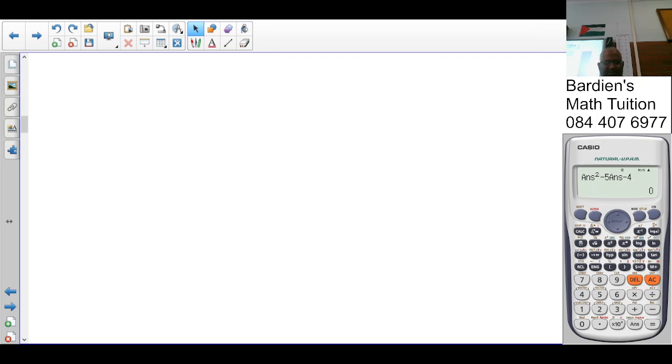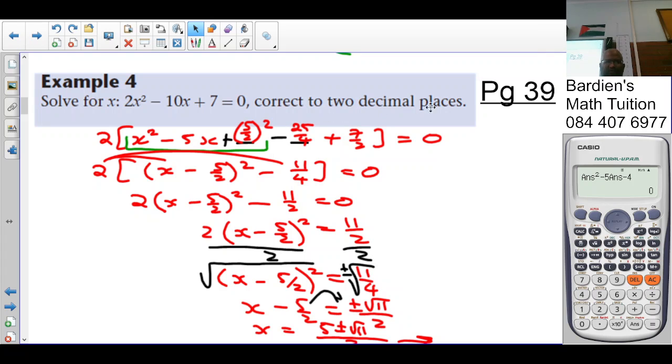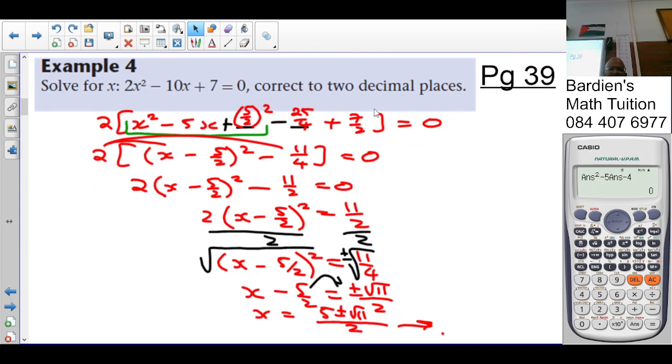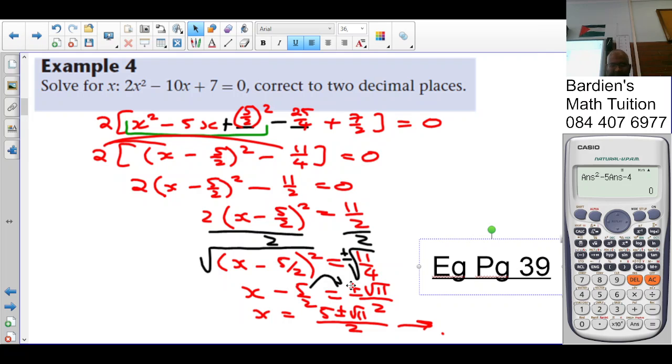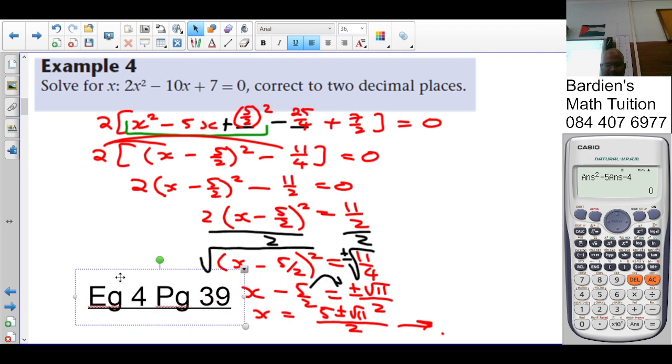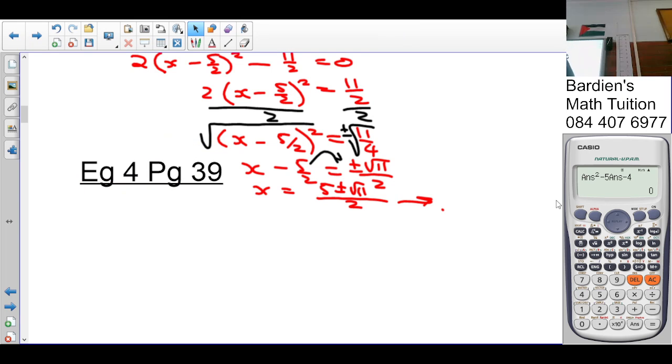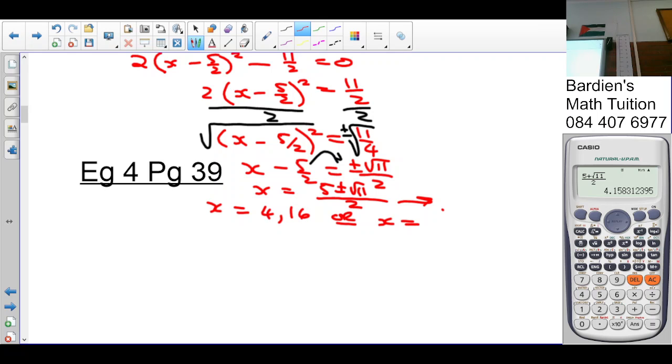Oh yes, the question was, we didn't answer that question properly. The question was, correct to 2 decimal places. So what do we have to do? Once you plug it in the calculator, so it's 5 plus the root of 11 over 2. That gave us 4,16. So x is equal to 4,16, or x is equal to, with a minus, 0,84.